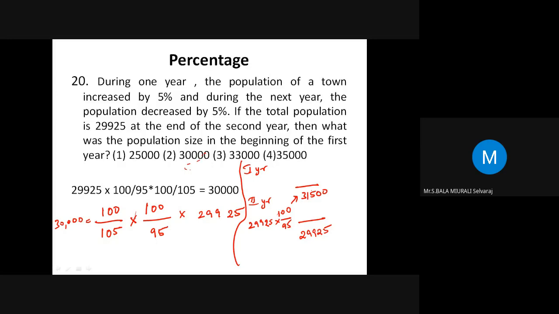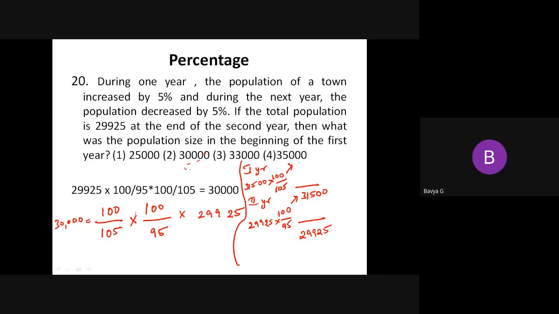End of the first year means December 31. Beginning of the second year means January 1. Now, again, what happened in the first year? Population increased, correct? Yes, sir. 31,500 into 100 divided by 105. Clear?